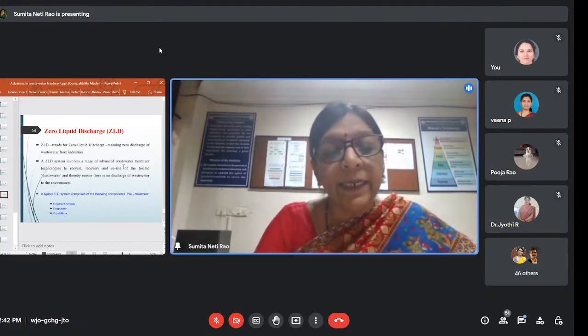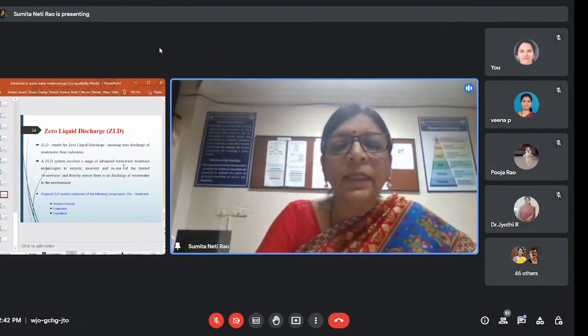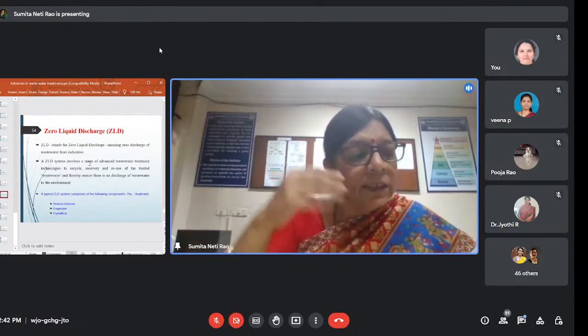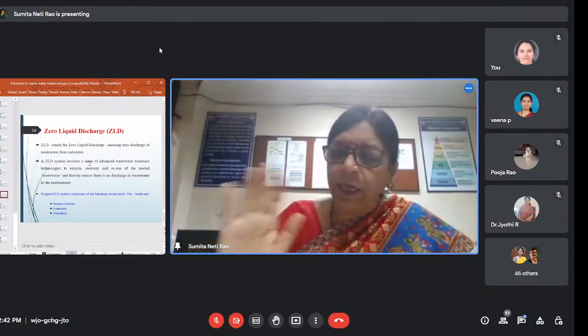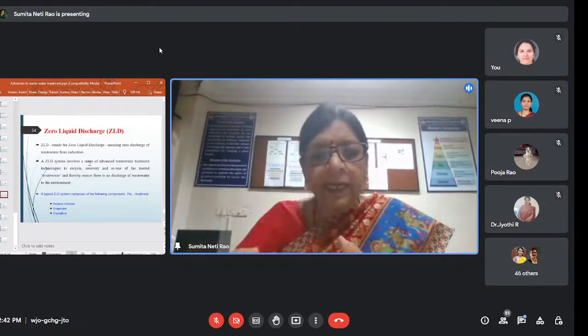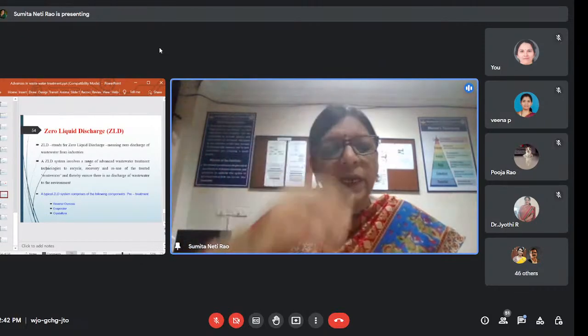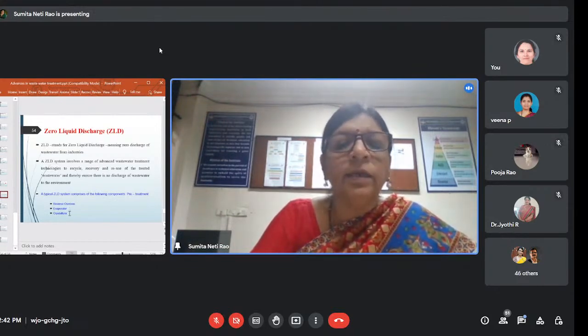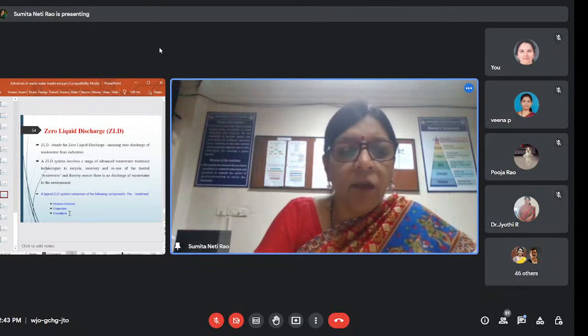They have to plan their process in such a way that there is recycle, recovery, and reuse of the treated wastewater. And thereby, they will not discharge it; they will do everything in situ. Whatever is coming out, they will use it somewhere. And normally in ZLD, the components for treatment we use are reverse osmosis, evaporator, or crystallizer.